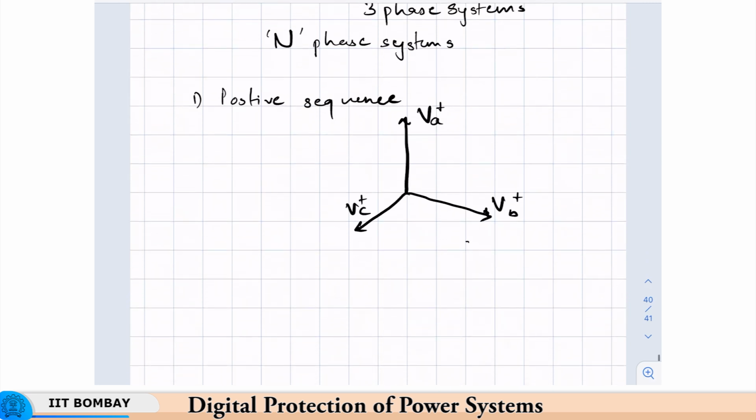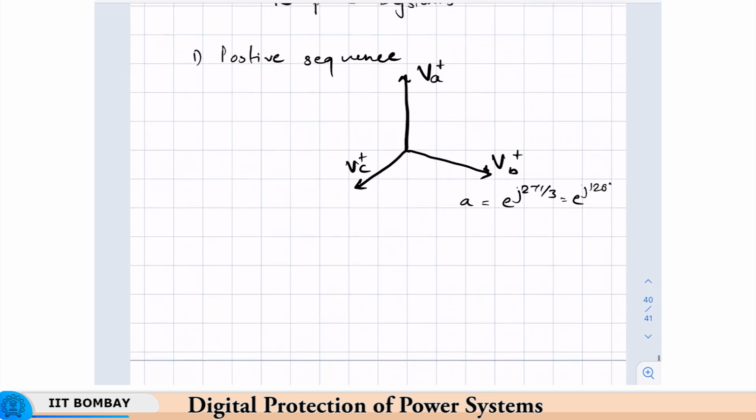We will introduce an operator here, A, which is 2 pi by 3 or 120 degrees. Okay. So, VB here can also be written as A inverse, because we take the rotation in the counterclockwise direction. So, it can also be written as leading by 240 degrees. So, VA plus. And similarly, VC is leading by 120 degrees. So, VA positive is A into VA plus. And VA plus is of course VA plus.